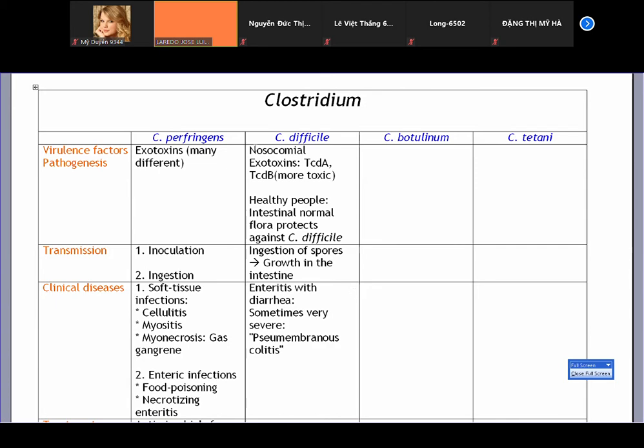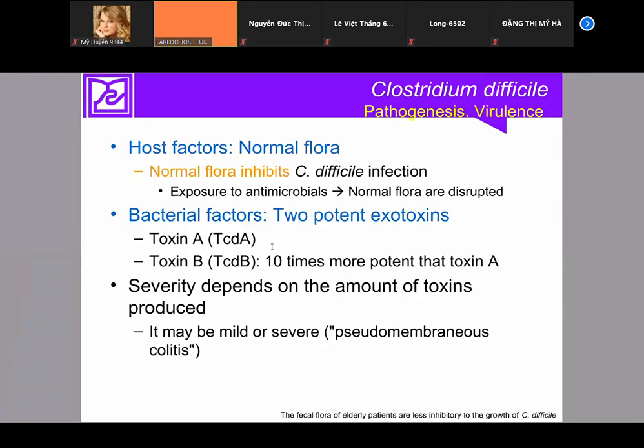So go back to the PowerPoint. Remember, it's important for you to remember that the host factors, so the normal flora in the intestine, is very important to protect the human body against other infections. The intestinal normal flora inhibits Clostridium difficile infection. However, if you take antimicrobials for another reason, for a long time, mostly if you are immunocompromised, the normal flora disappears and Clostridium difficile may grow. That is the problem.